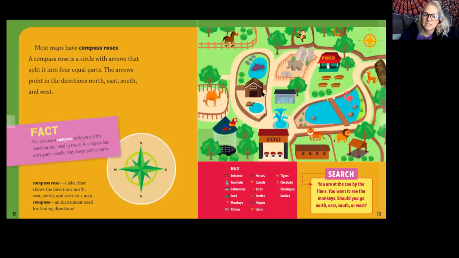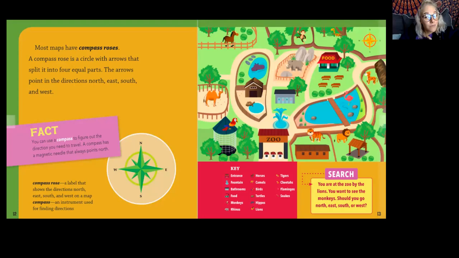Most maps have a compass rose. So compass roses are these things. They're just like compasses, except they are on maps so that we can tell the direction of things. A compass rose is a circle with arrows that split into 4 equal parts. The arrow points in the directions north, south, east, west.